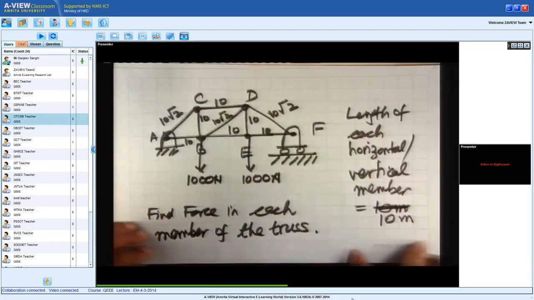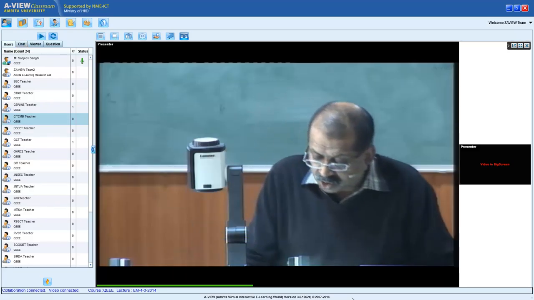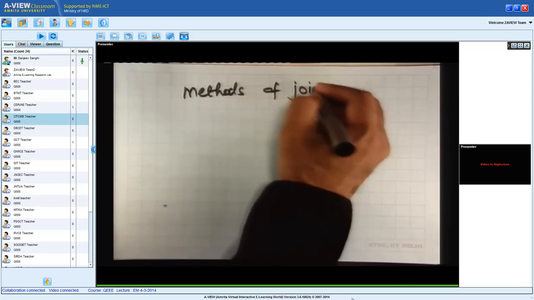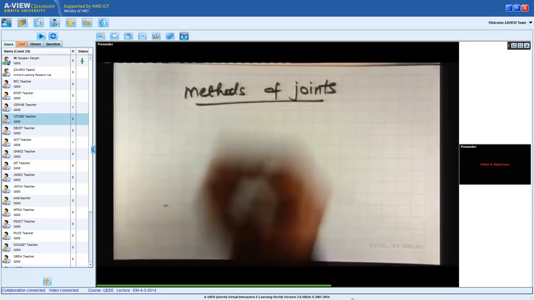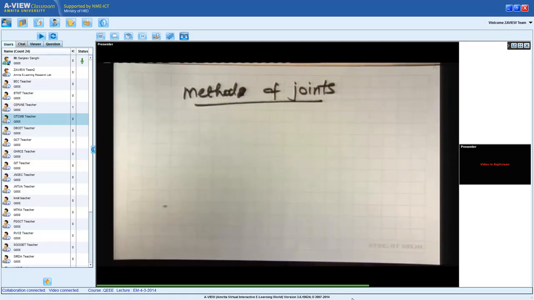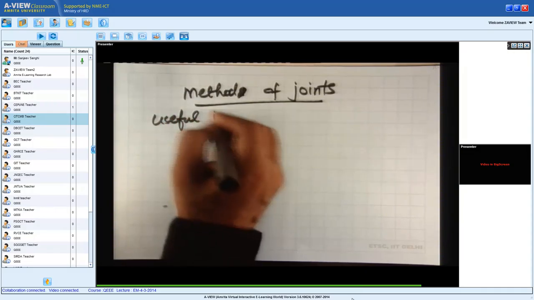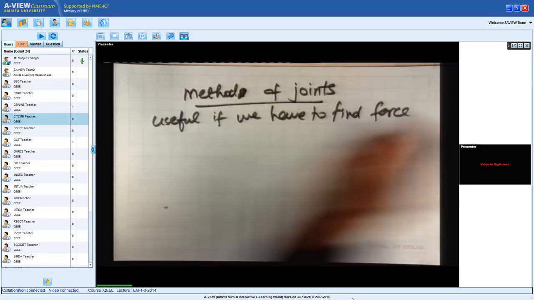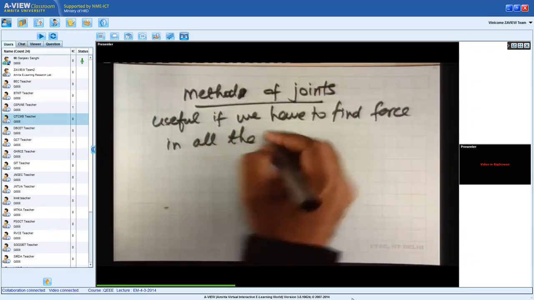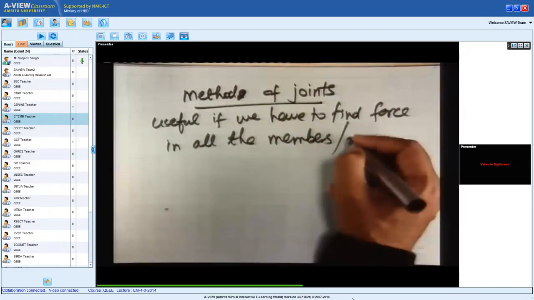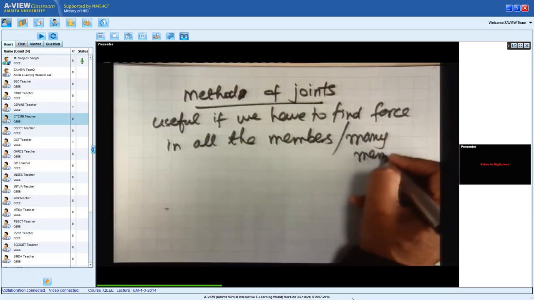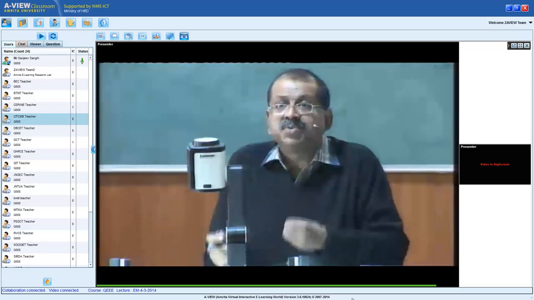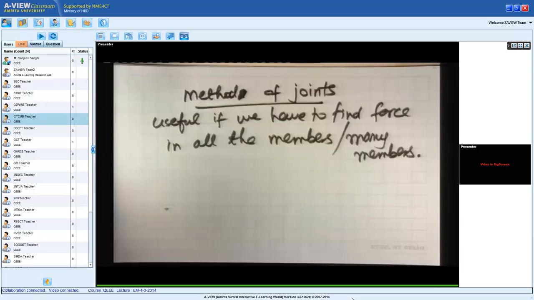Now, there'll be two methods, and we'll illustrate this solution by what we call the method of joints. This method is useful if we have to find the force in all the members or in most of the members of the truss, and it is also useful when we have to computerize, that is, write a software code to find member forces in the truss.